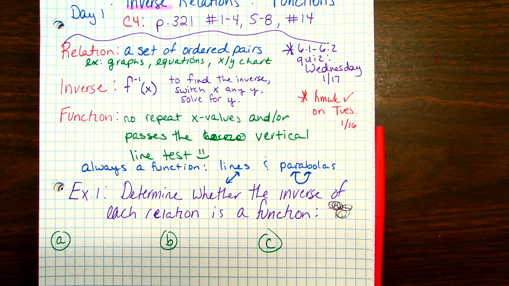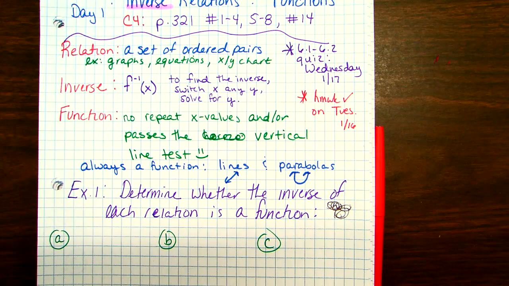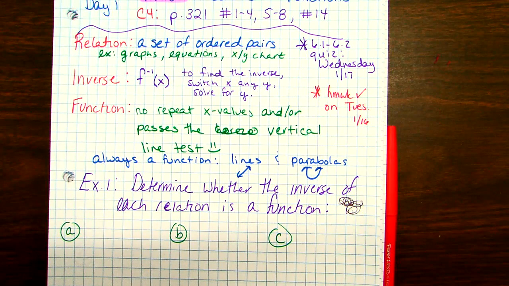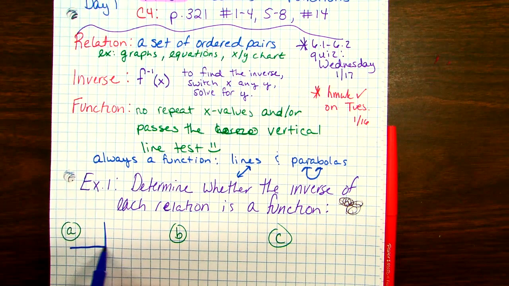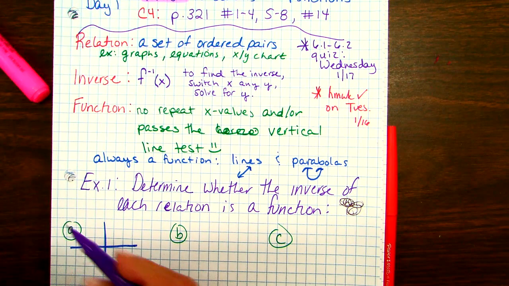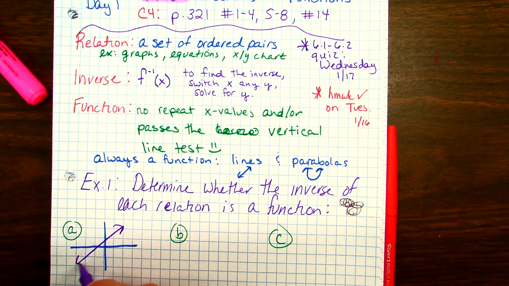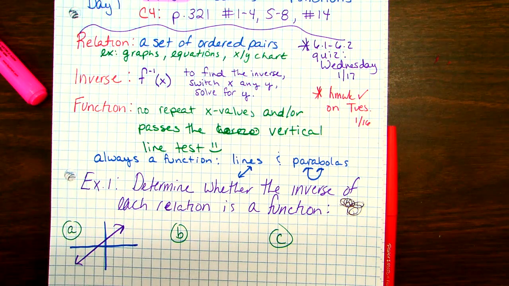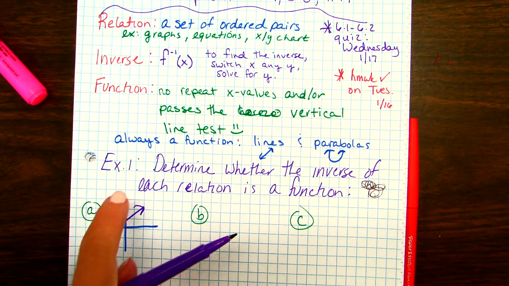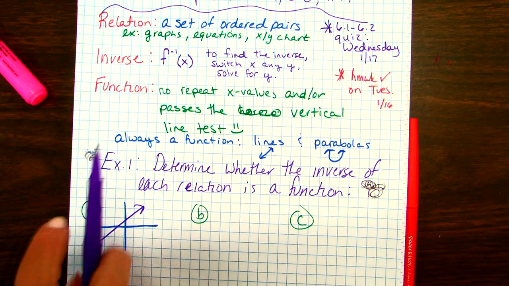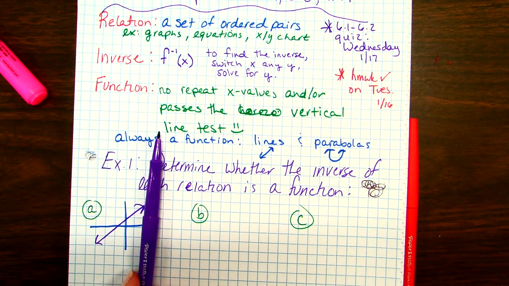Okay, so I'm going to give us 3 different examples of different types of relations. Let's do a graph first. So just sketch a graph, okay? I'm going to graph a line. So here's a relation right here, a line. This is an example of a relation. That's just a whole bunch of ordered pairs. And we know this is a function because it's a line. It also passes the vertical line test.